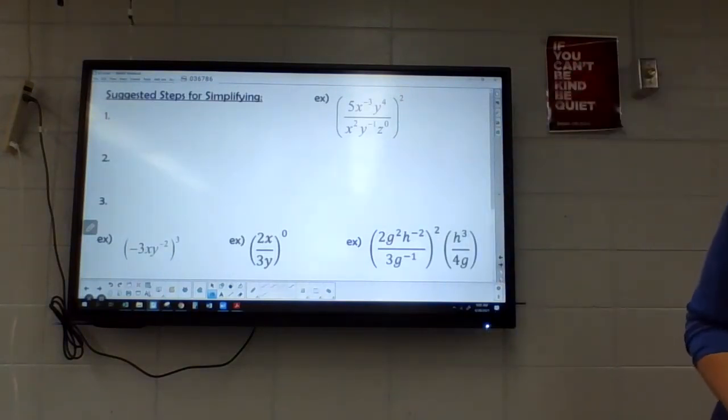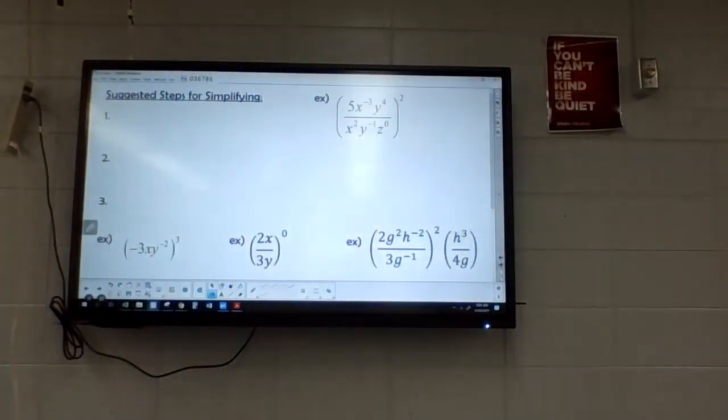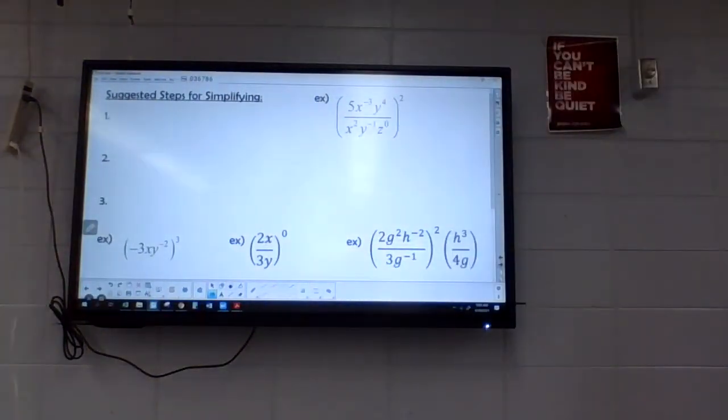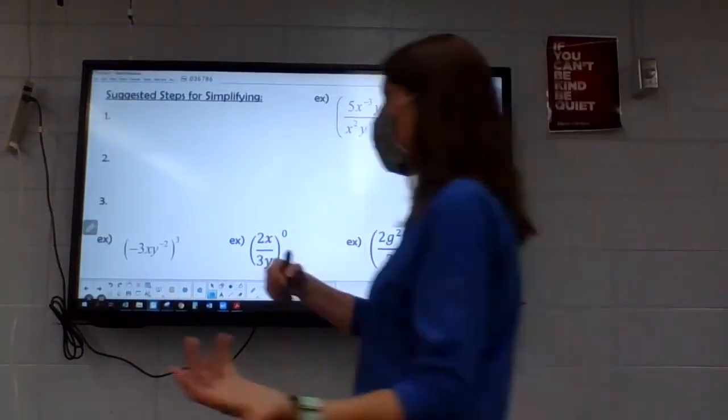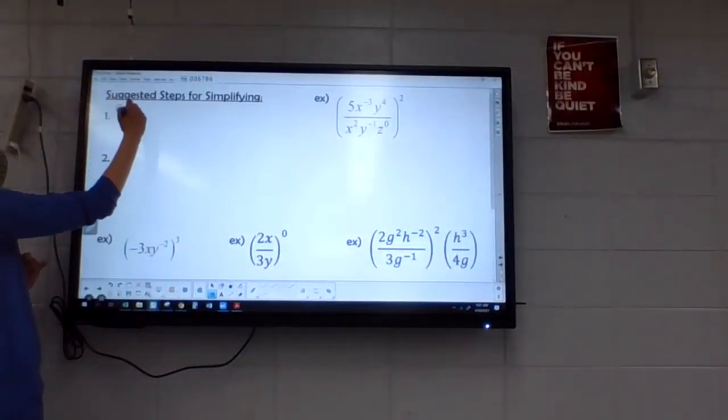So, it says suggested steps for simplifying. Now, normally I say you have to follow these steps. Like with solving equations, if you change up the steps, you're probably going to get them wrong. I'm going to tell you guys, these are more like suggestions, because there are lots of ways to get the right answer in this case. I try to simplify inside the parentheses first. We talked about that a little bit yesterday. But it's suggested. You don't have to do this order. It'll work either way.